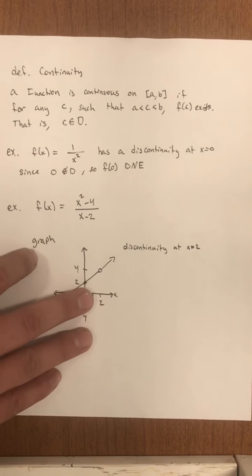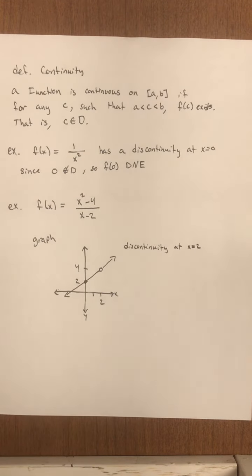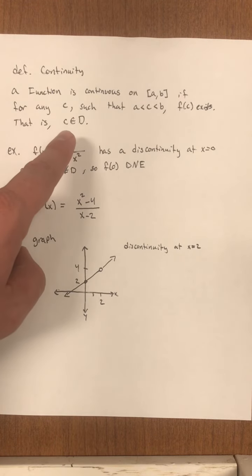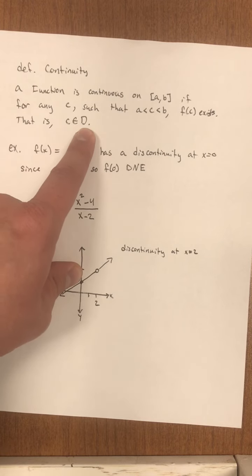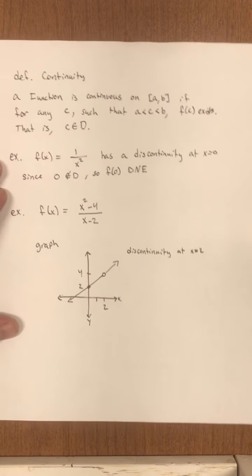So let's start with defining continuity. A function is continuous on an interval if for any value on that interval the output exists. So that simply means that the x value is in the domain, and that's what we're saying right here. This is the symbol for contained in, and then capital D meaning domain.